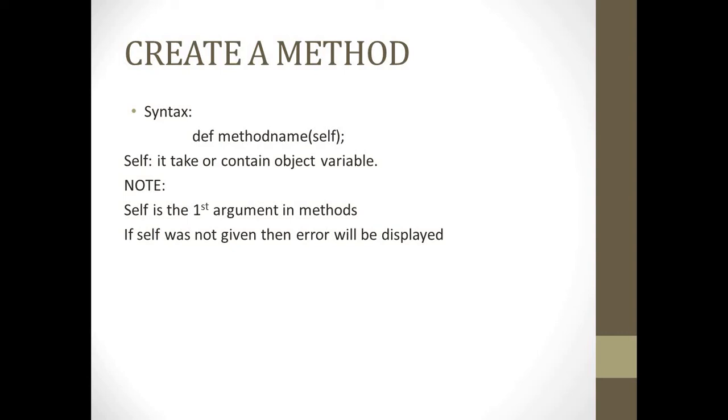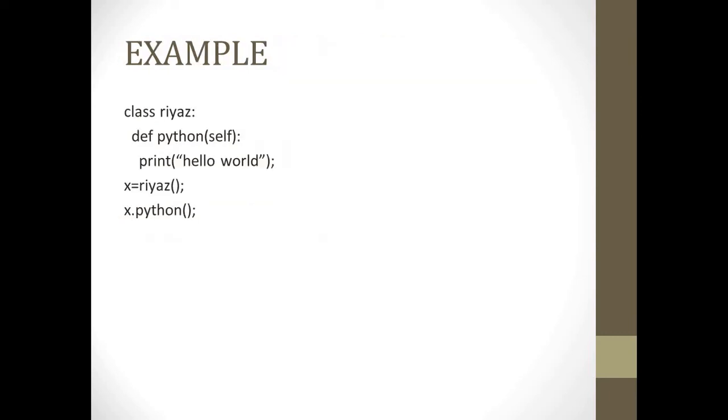If anyone doesn't give the self keyword inside the parentheses, then definitely you will get an error. Once we see the syntax: def and the method name. You can give any method name, but remember the identifier rules. And inside, self, comma, you can give any arguments. Okay, a small example for you.